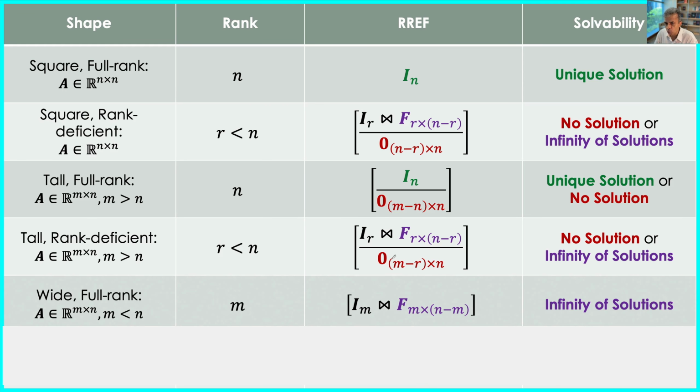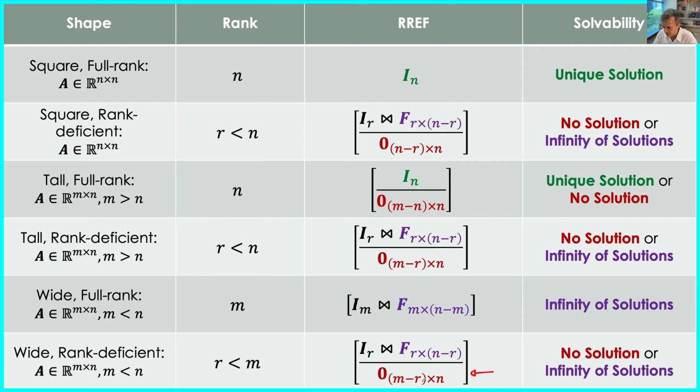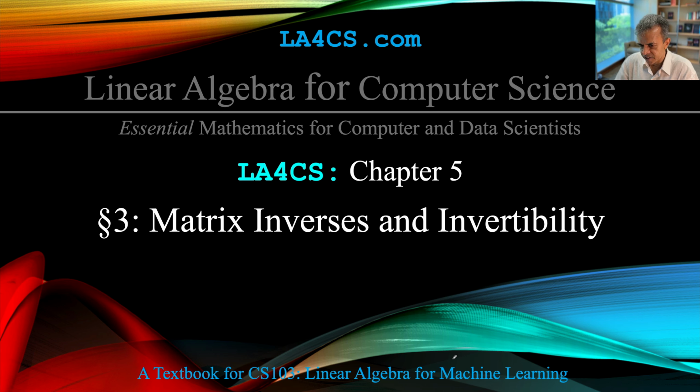Wide full rank, always infinity of solutions because there are free variables, because you have more columns, more variables than rows, equations. So under constraint, always infinity of solutions. But the moment you have rank deficiency leading to a 0 row, that might turn out to be non-zero, in which case you will get no solutions, or infinity of solutions because you always have free variables. So go through this and watch this section of the video a couple of times to get this completely right in your mind, because it is important to see these things. So the next section will be about the inverses of matrices and when you can invert matrices, inverses and invertibility.